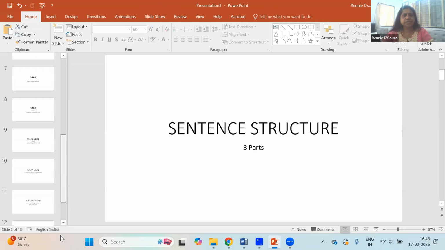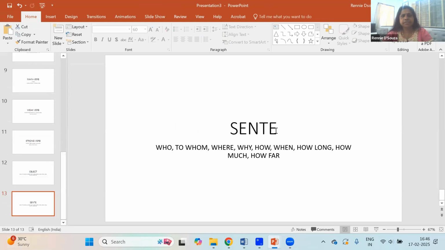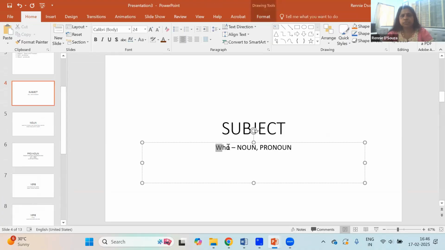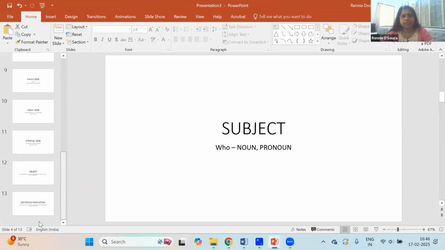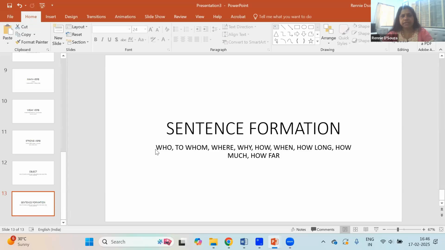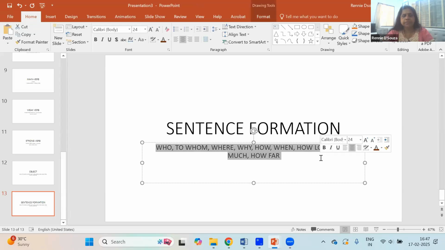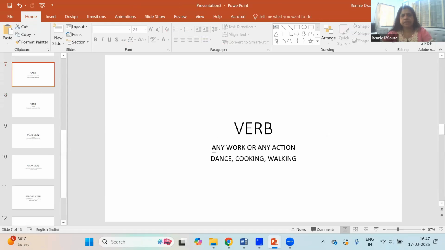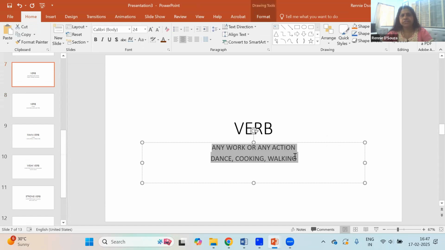Now we'll see the sentence formation. Now sentence structure we have seen. Now we will see the sentence formation. How the sentence should be formed. First, subject, who, right? Noun or pronoun should come as the first part of a sentence. So let us start forming the sentence. First we have to start with who, noun or pronoun. Here the name Lakshmi we have written.